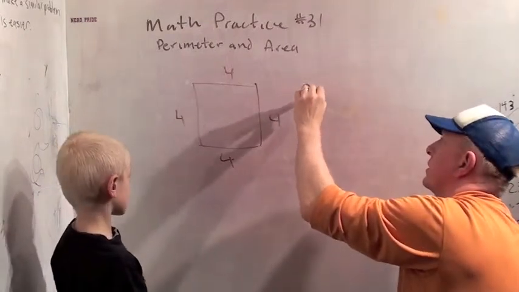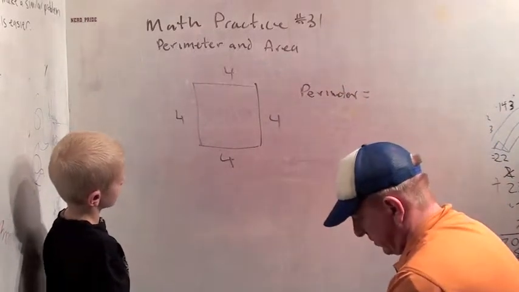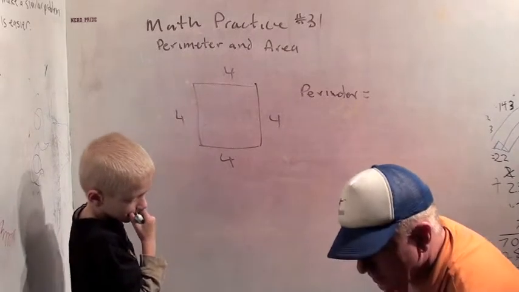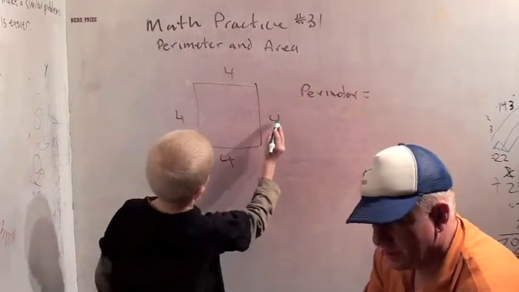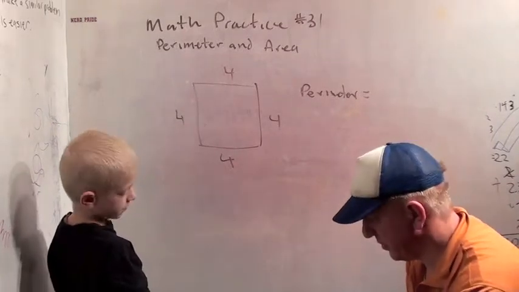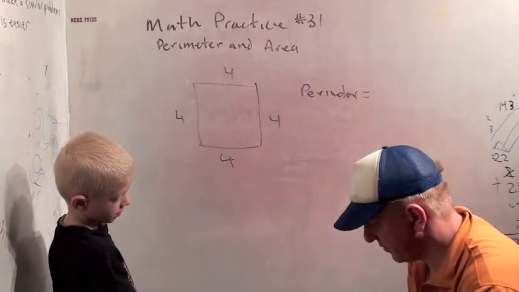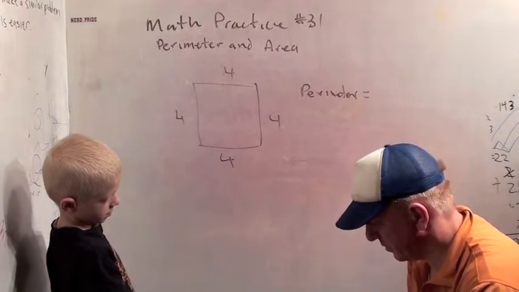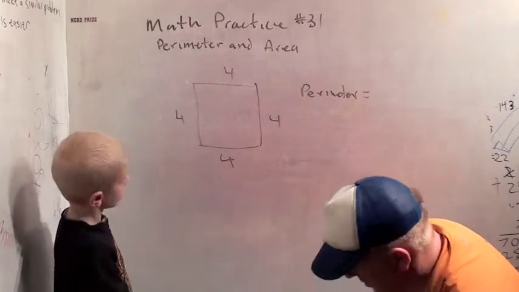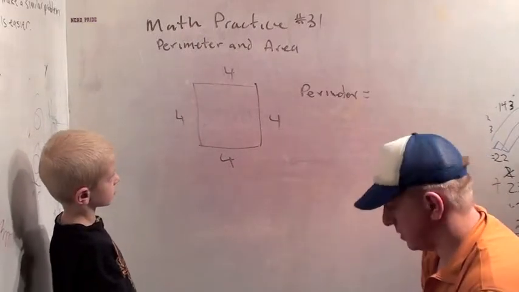So the perimeter, what is the perimeter of this 4 by 4 square? While you're figuring that out, I'm going to make a 4 by 4 square with the Duplo blocks. Okay, so what is the perimeter of our 4 by 4 square? 16. 16, very good. I meant just 4 by 4, not 4 by 4 by 4. So the perimeter is 16. And now we have to figure out the area.